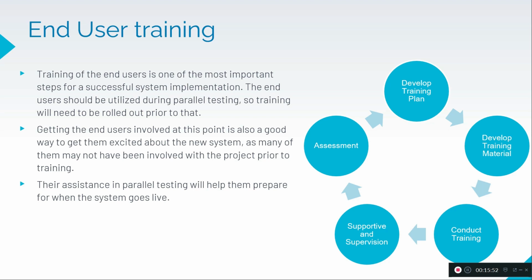So we need to start the training before cutover or go live, or even before UAT itself. There will be two sets of end user training. We will select only a few end users based on the volume of users. We will train them and use them for testing our software.